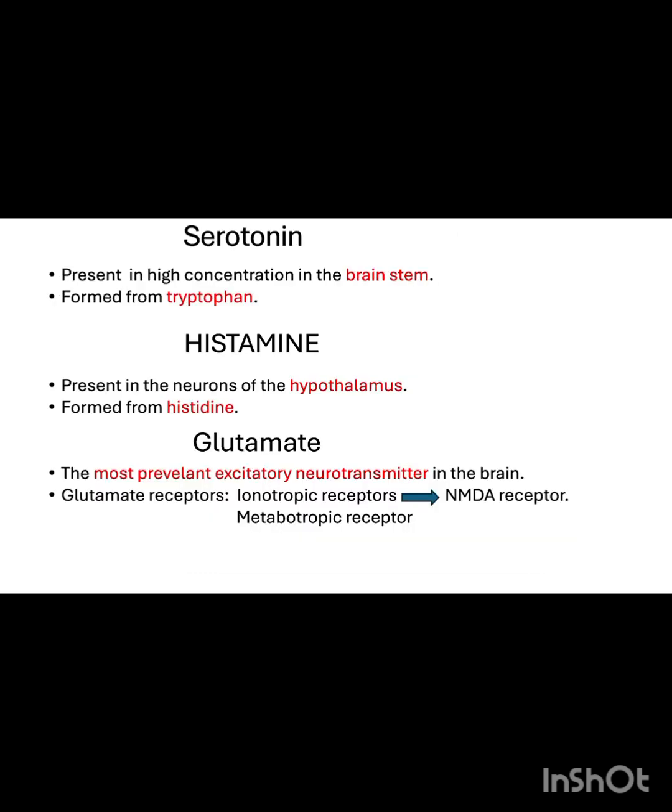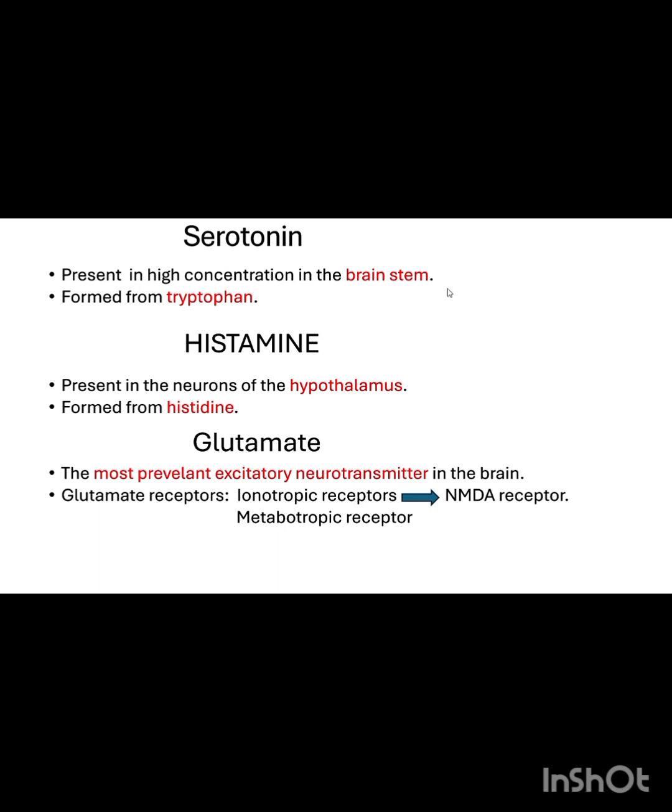And then we have three other excitatory neurotransmitters. So serotonin is present in high concentration in the brain stem, and it is formed from the amino acid tryptophan. And the next is histamine. It is present in the neurons of the hypothalamus, and it is formed from the amino acid histidine.